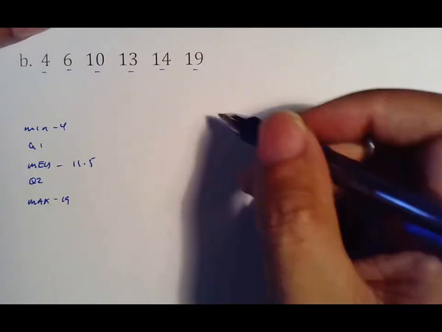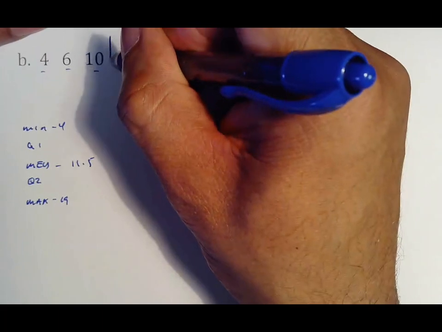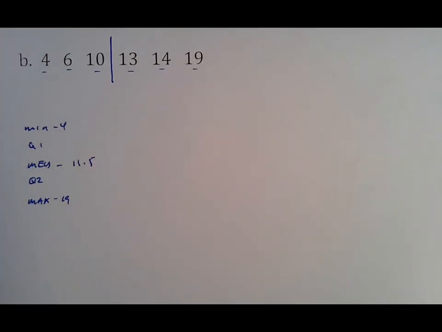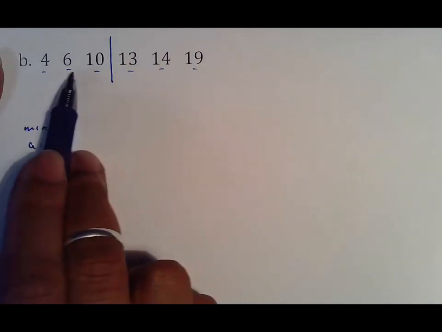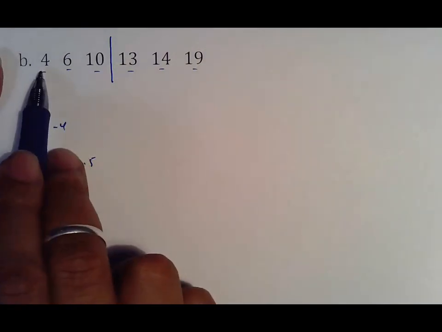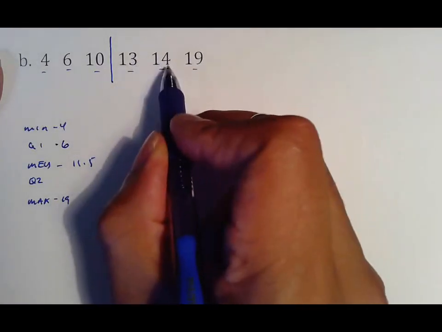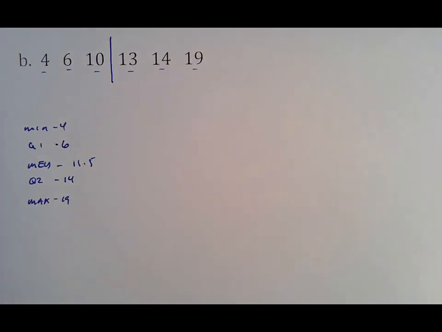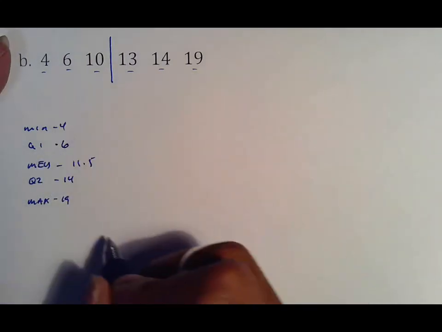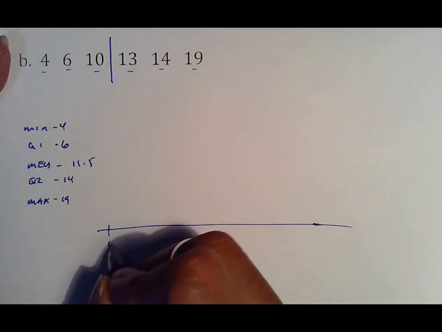But because this is not part of it, what I will do is draw a line to represent where the median was, because 10 is not my median, 13 is not my median, which means I actually now use these 3 numbers. And of course, the middle of these 3 numbers is 6. That's my first quartile. The middle of these 3 numbers is 14. That's my third quartile. And now I'm going from 4 to 19, so I think I'll just again count by 5s.